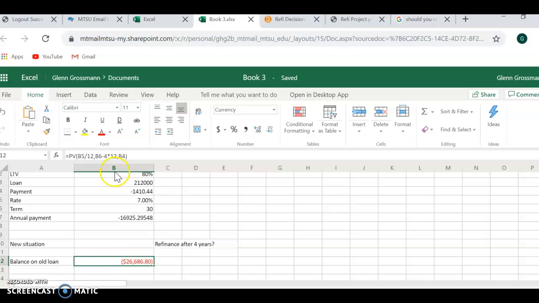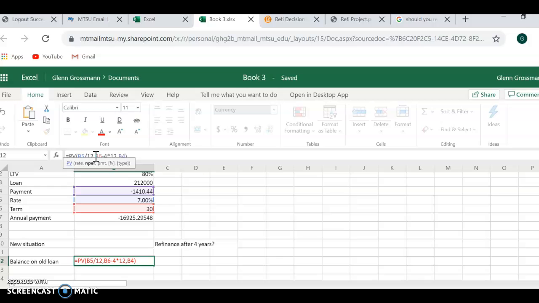And that's not right because we need to make that parentheses, this parentheses, times 12, and put in our payment.